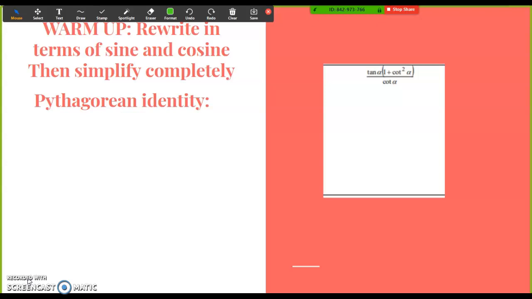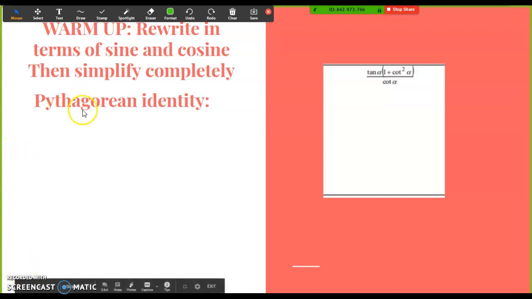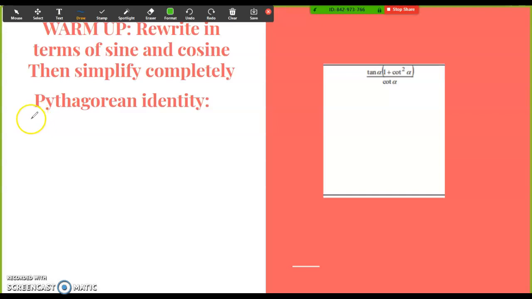Up next, we'll be using our identities to simplify expressions in terms of sine and cosine. Before we do that, let's recall what the Pythagorean identity is. If we recall yesterday, the Pythagorean identity said that the sine squared of theta plus the cosine squared of theta is equal to 1.